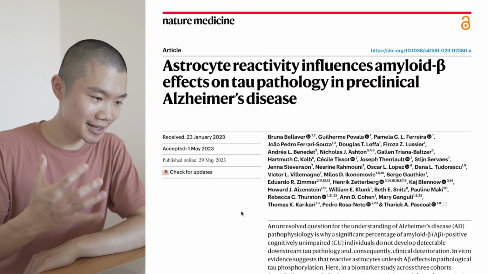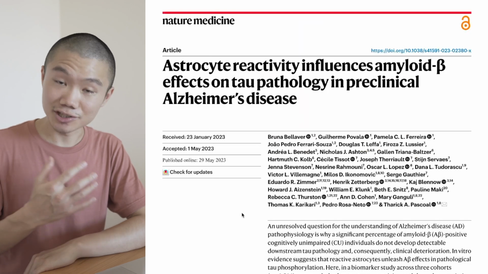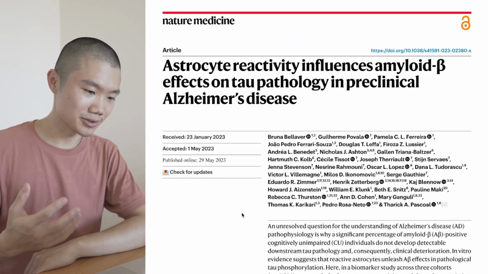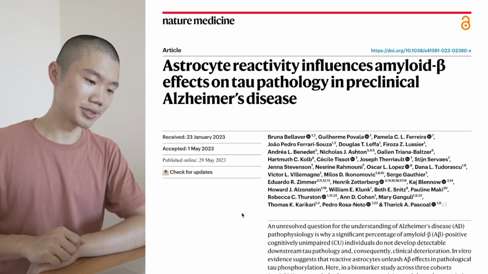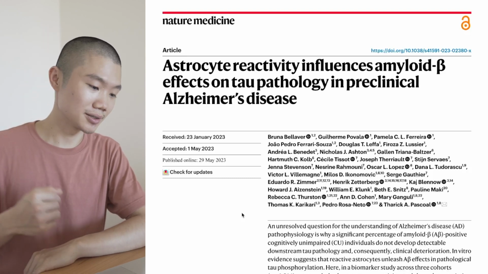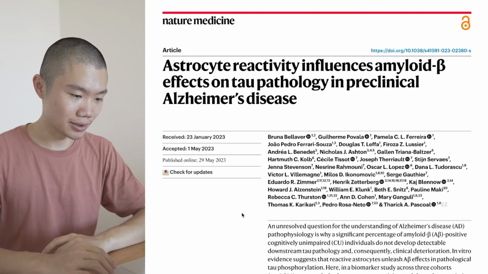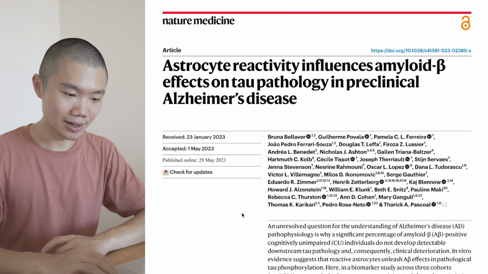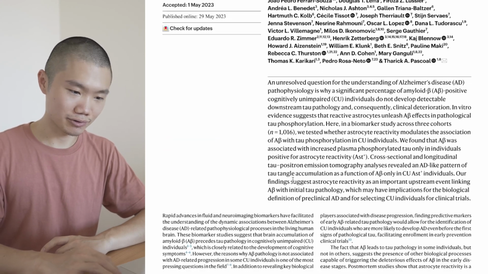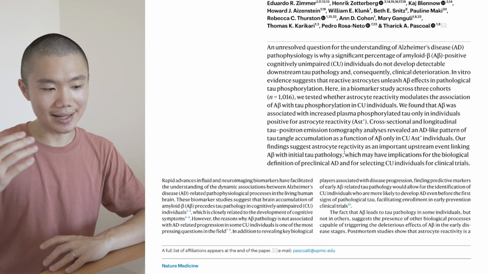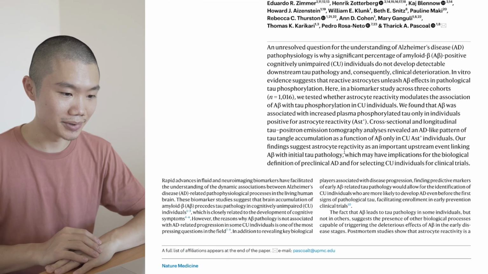So here we see an article from Nature Medicine about Alzheimer's disease and how astrocytes play a role in amyloid beta, which is one of the proposed causes of Alzheimer's disease. And right below the title of the article, we see our authors, and below that would usually be our abstract. Now this is the standard layout for most articles within the scientific community.